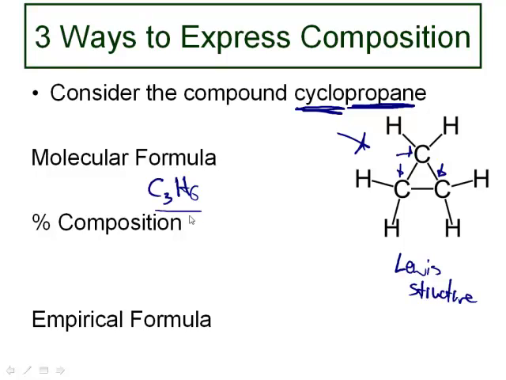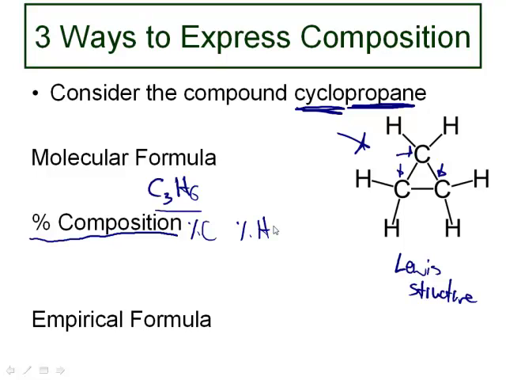Now, that's probably the most common way that a chemist will express the makeup of this compound. But sometimes, we also might express this in terms of percent composition. I might say, by mass, what is the percent carbon and what is the percent hydrogen in this compound? Now, here's how we would do that.